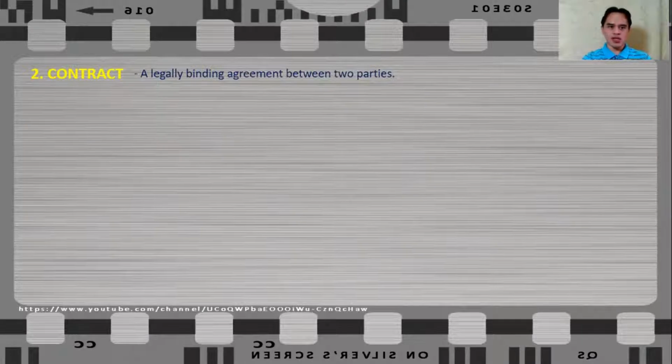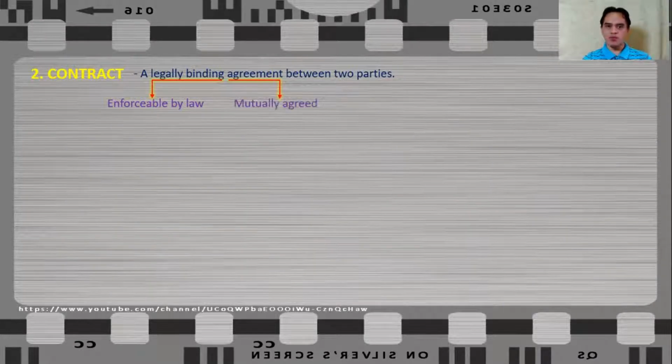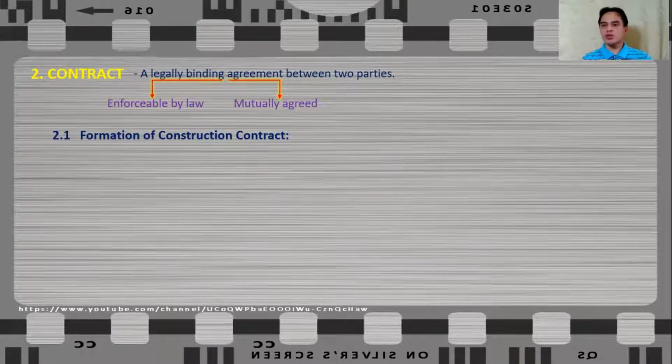A contract is a legally binding agreement between two parties. Since it is legally binding, it can be enforced by law, or it is enforceable by law. And it is an agreement, therefore it should be mutually agreed by both parties. So, how is a construction contract formulated, or what is the formation of a construction contract?